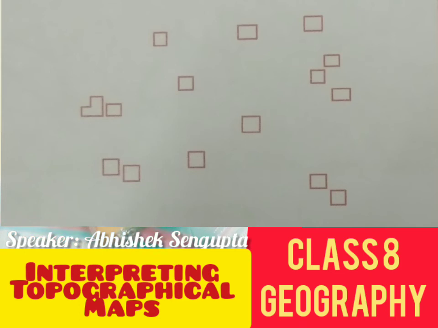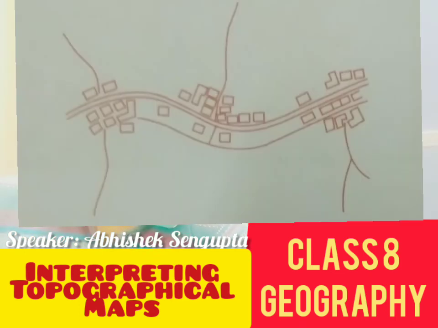The next is linear settlements. Linear settlements are arranged in long and narrow lines. These settlements can include houses, inns, shops, petrol pumps, garages, etc. Such settlements are usually built along an already existing route like a railway track, road, or river bank.